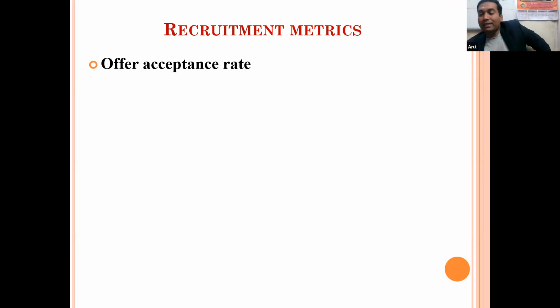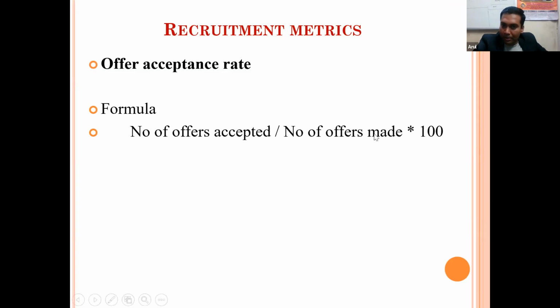Offer acceptance rate is a very interesting metric. How many offers are we going to provide? For example, sir said we have given 100 offers to the candidates, but what about the offer acceptance rate? Kindly have a look: number of offers accepted divided by number of offers made. So 50 divided by 100, a 50% offer acceptance rate.